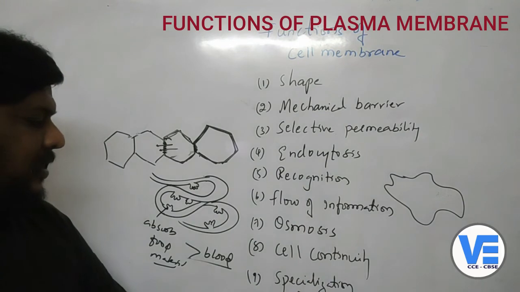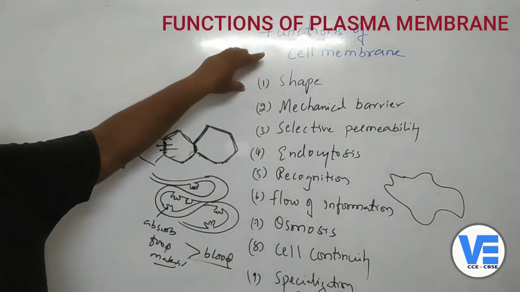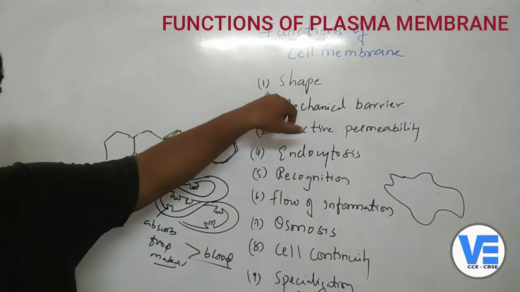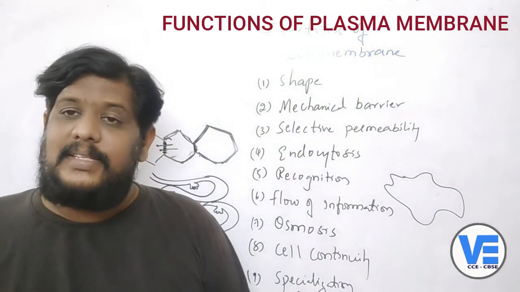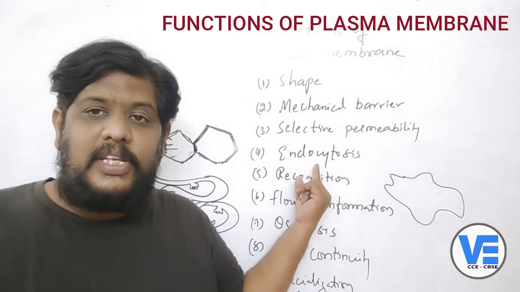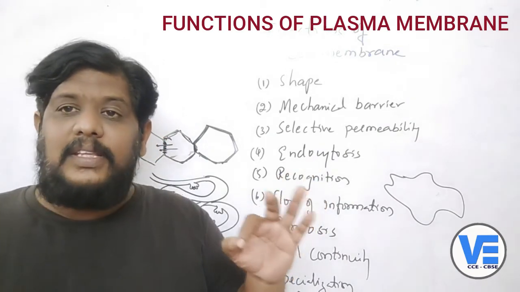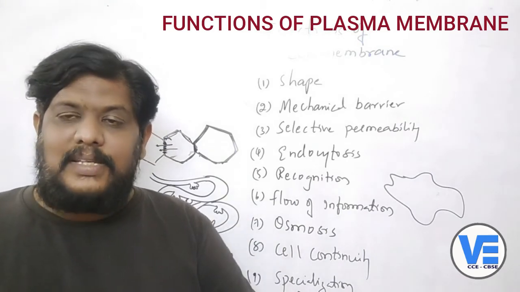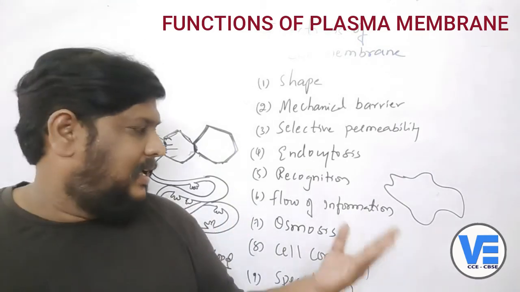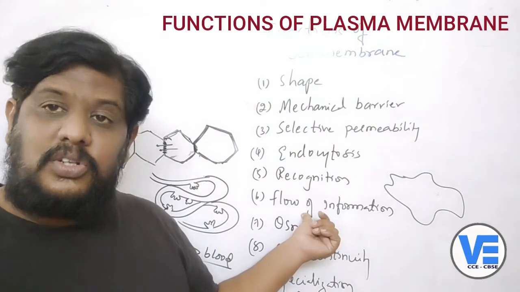So these are the different functions of the cell membrane. First one, they give shape to the body. Second one, they act as a mechanical barrier. Third one, they are selectively permeable, and fourth one, they show endocytosis, engulfing the foreign materials. Fifth one is the recognition of foreign materials and also the release of antibodies so that they can be killed or neutralized in their actions.